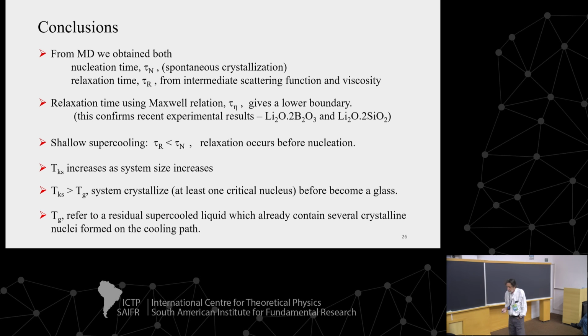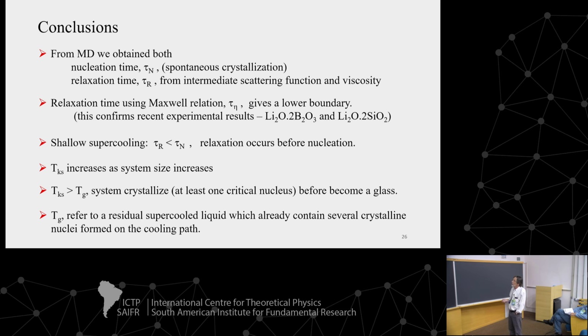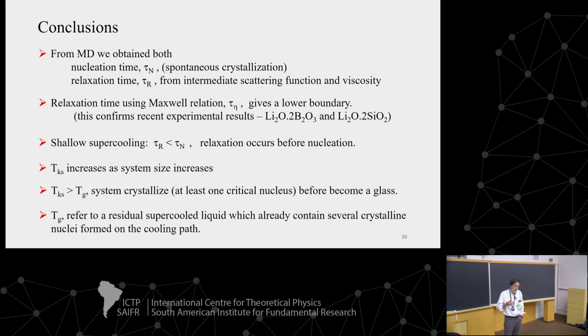In conclusion, we could compute both nucleation time and relaxation time. We show that the relaxation time using the Maxwell relation gives an order of magnitude smaller than the correct one. This result is confirmed by some experimental results we can observe. For shallow supercooling, the system always relaxes before nucleation. For T_KS larger than the glass temperature, the system crystallizes before becoming a glass. And Tg refers to a residual supercooled liquid which already contains several crystalline nuclei formed during the cooling path, because we are using one cooling rate which always will show some crystalline material.